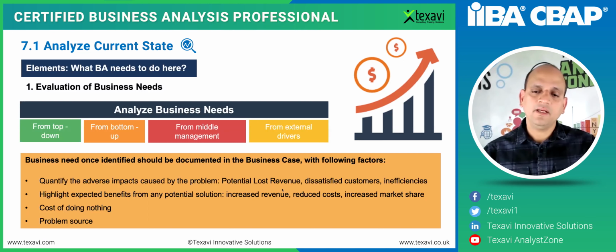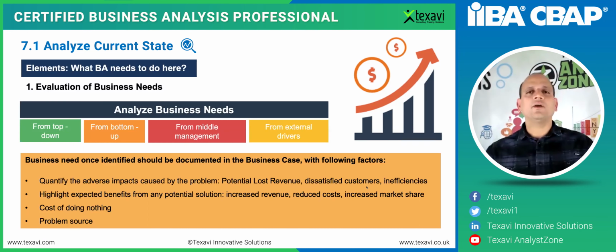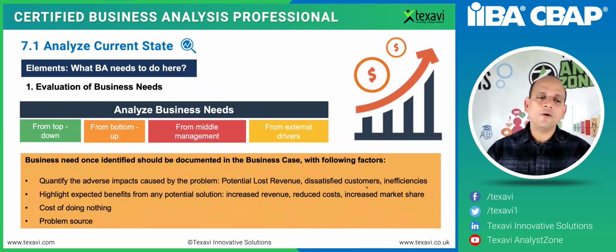It could be, as we said, potential lost revenue, which is what we call opportunity cost if we didn't go for that option. Dissatisfied customers, if we went through this option, for example, why would it affect it? What are the inefficiencies in the process, in the market? As we just discussed, it could be increasing the costs in a different way. All of these have to be considered, and highlight the expected benefits from any potential solution.